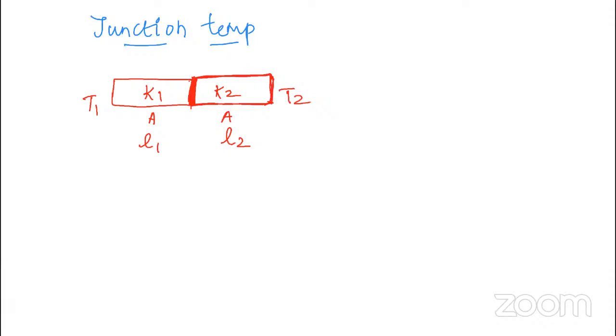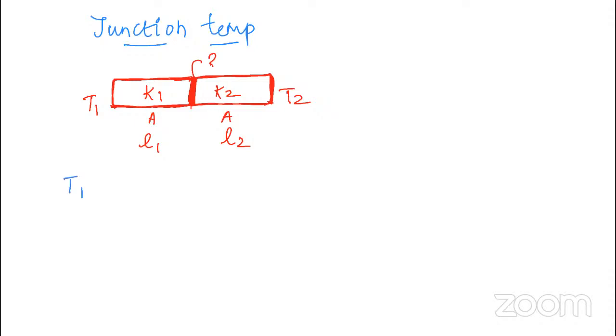So in that problem they are given two rods. The combination of two rods is given, and they will ask what the temperature is at the junction. So how do we calculate the value? There is one formula.